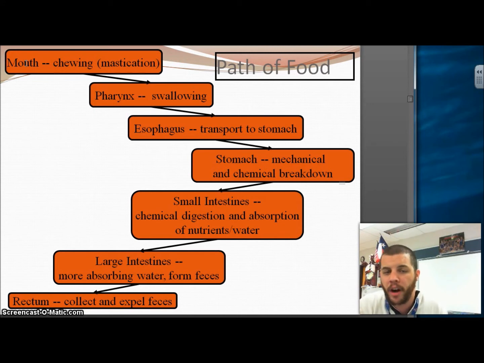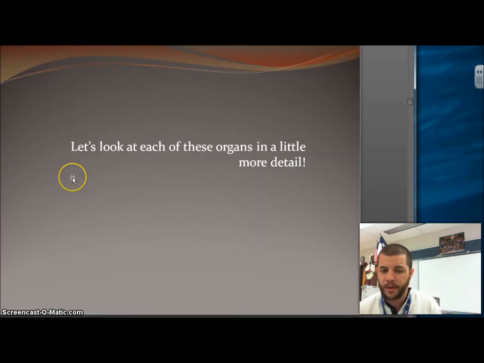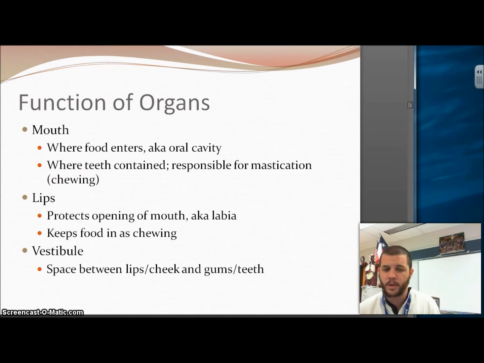Okay, what that means for us is that where you have this very liquidy, gloopy glop that's going through your intestines, now you're going to start to pull that water out so that you can start to form feces. The rectum then is going to collect and eventually expel your feces. So that's the pathway that your food takes. So we're going to take a look at each one of these organs in a little more detail.